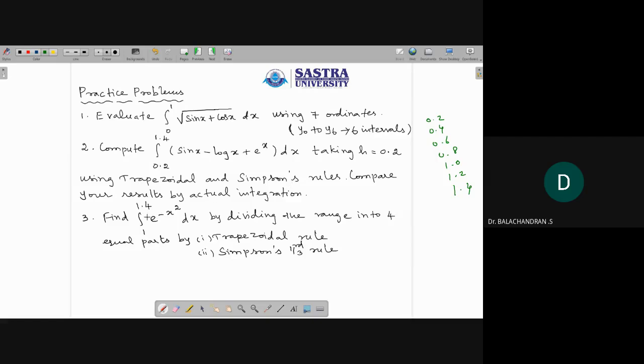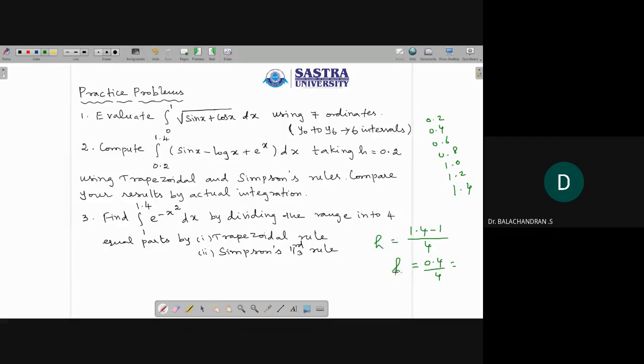Now, the integral from 1 to 1.4 of e to the power minus x squared dx, dividing the range into 4 equal parts. 4 equal parts means 1.4 minus 1, divided by 4. That is 0.4 divided by 4. Use a calculator, okay, so you check it and find the value of h. This is actually h.